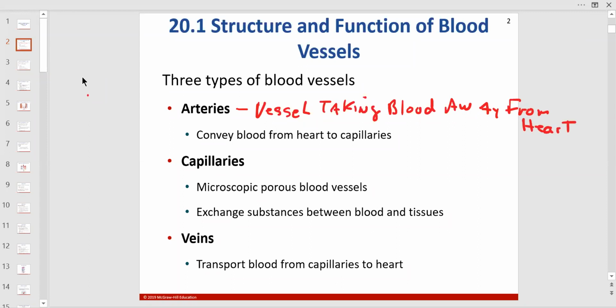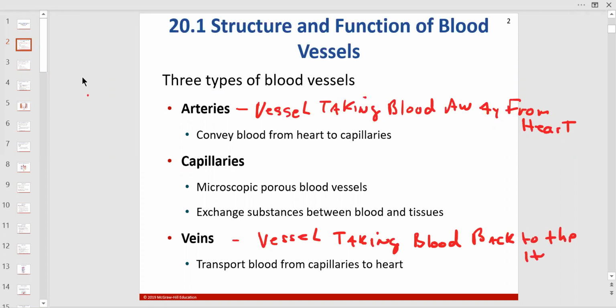And the veins drain back to the heart. Vessels. It's about blood, right? So back to the heart is veins. Back to the heart. So veins drain. So you got to be careful, though, when you do the heart.